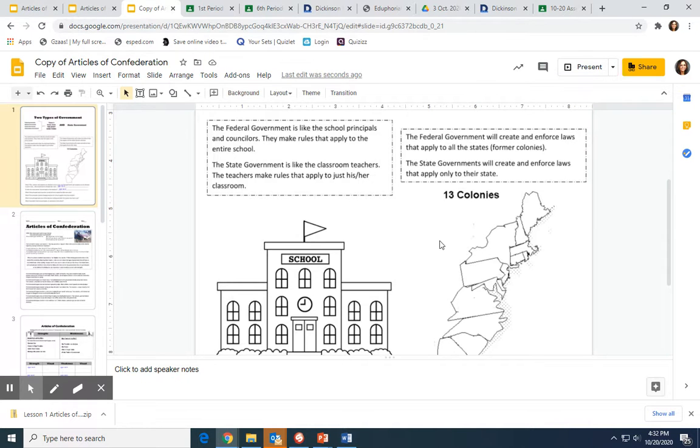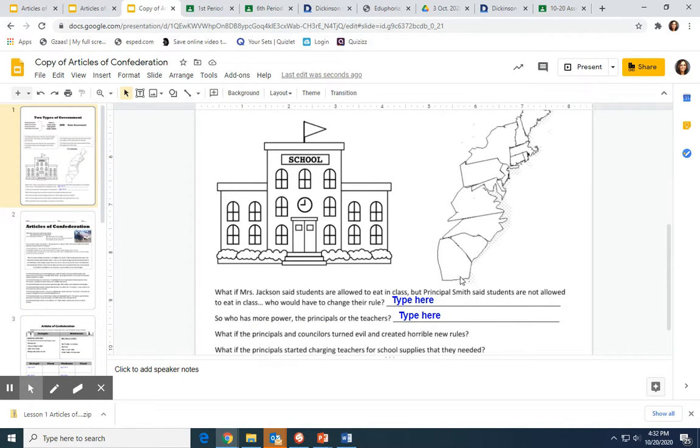So think of federal government like the principals of the school. If they make a rule, it's for the whole school. If I make a rule, it's just for my classroom. So can I, as a teacher, make a rule that applies to the whole school? No, I can't. I'm like a state government, and the principals are like the federal government. That's just another way to understand the difference between the two governments.